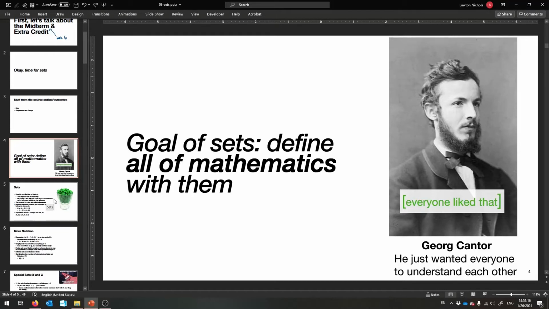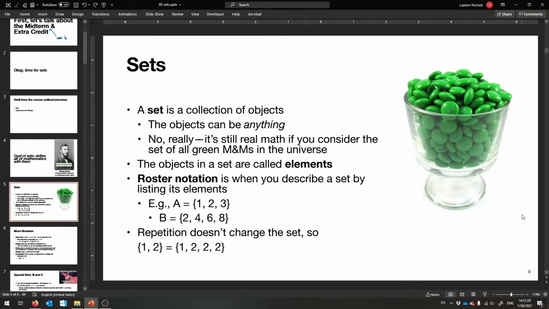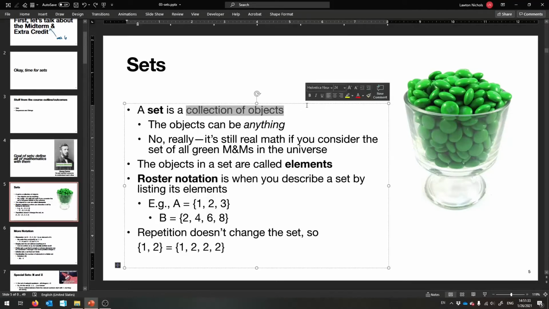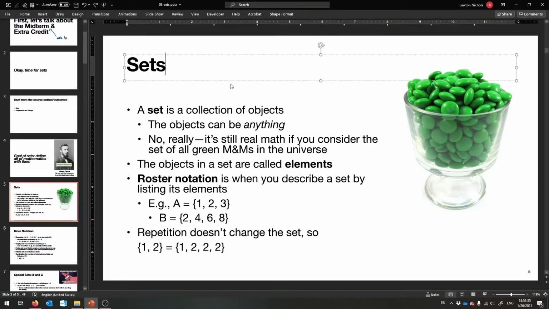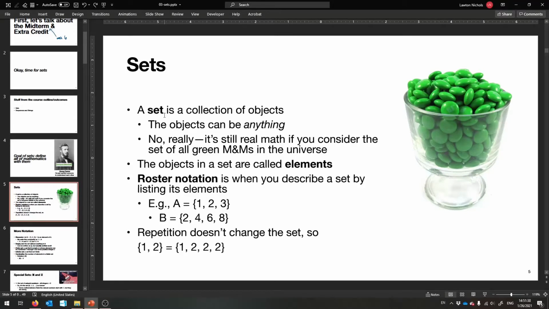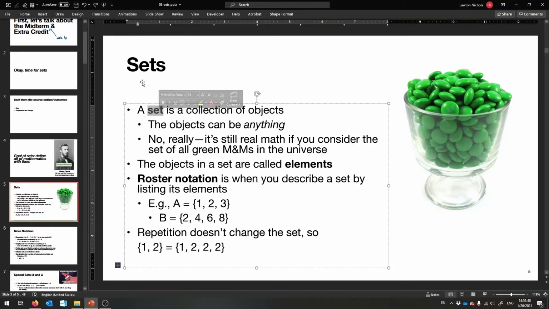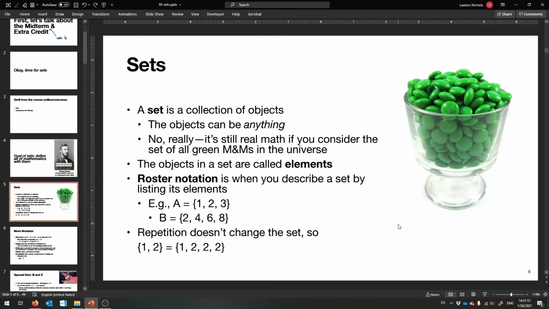Okay, so let's get into this. Let's talk about what a set is. A set, as far as definitions go, is not a very complicated thing. It's just a collection of objects. It's like you've got a box, and you put some stuff in the box, and the stuff inside is your set. Those objects really can be anything. If you would like to mathematically formalize the set of all green M&Ms in the universe, that's totally fine, and that is still math. So sets are really not too bad. It's a bit of a breath of fresh air after proofs, probably.